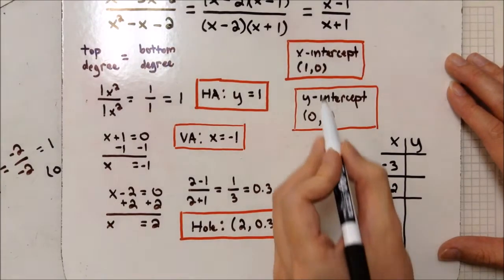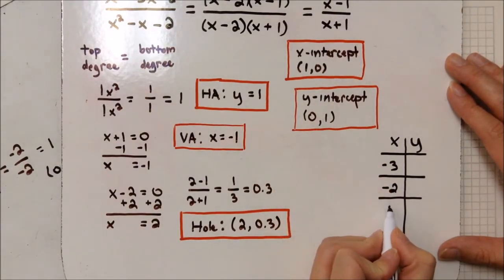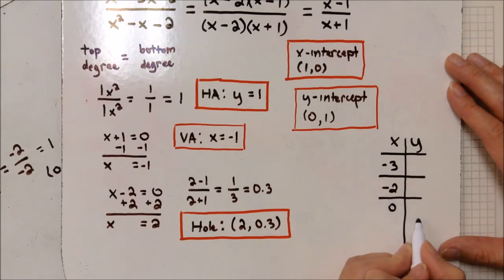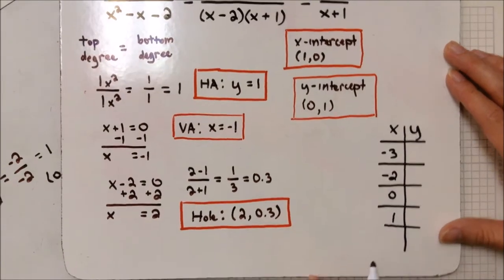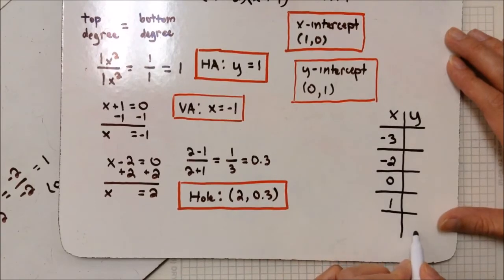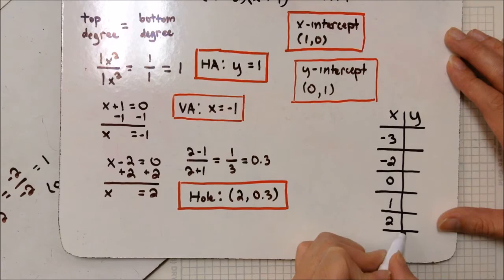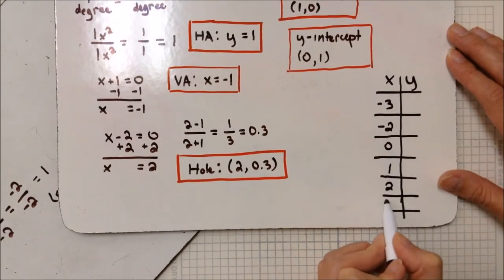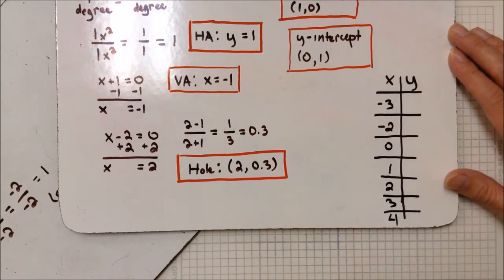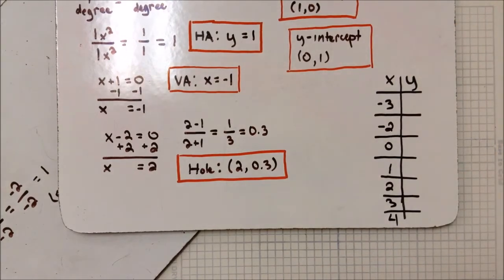So let me fill in the x values. 0, that's being used by the y-intercept. And then 1, that is being used by the x-intercept. 2 is the hole. So what we're going to do is use 3 and 4. So those are the x values we're going to use.